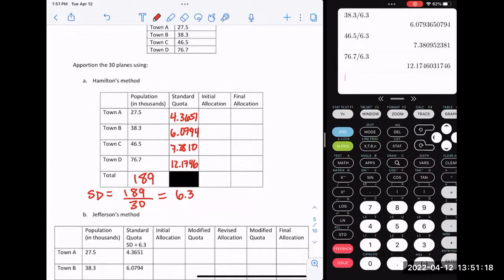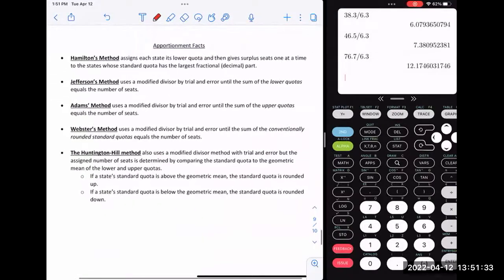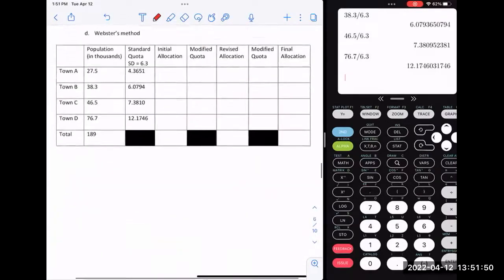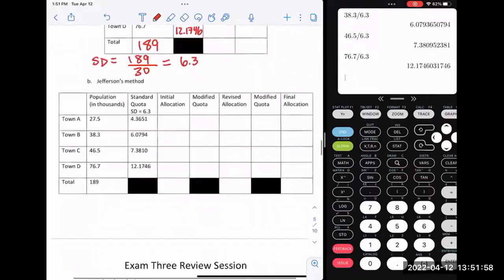So Hamilton's method is a fairly easy one to carry out, but it does have lots of issues when we have run into our apportionment paradoxes. So Hamilton's method, we look at our reference sheet to remind us what's going on here. Hamilton's method assigns each state its lower quota and then gives surplus seats one at a time to the states whose standard quota has the largest fractional part, or in other words, the largest decimal part. So on this one, I'm going to use the lower quota. So that would be my initial allocation. So the lower quota is just what do I get if I round it down to the next whole number.